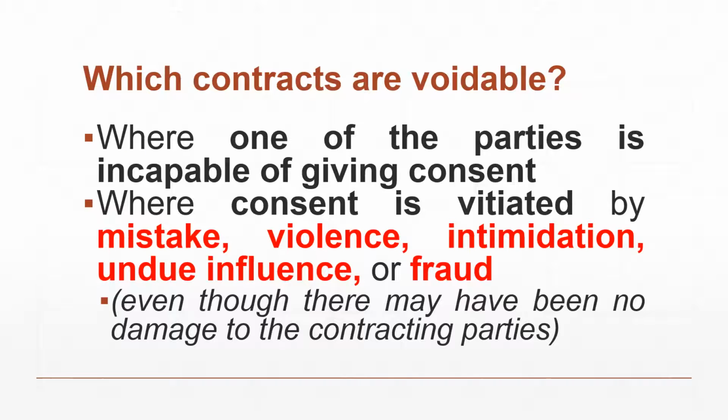Now, another class of voidable contract is yung tinatawag nating merong vices of consent. A contract afflicted with the vice of consent, where consent is vitiated by mistake, by violence, by intimidation, by undue influence, or by fraud, even though there may have been no damage to the contracting parties. Damage is not required. Damage is not a prerequisite in order for a voidable contract to be said to exist.